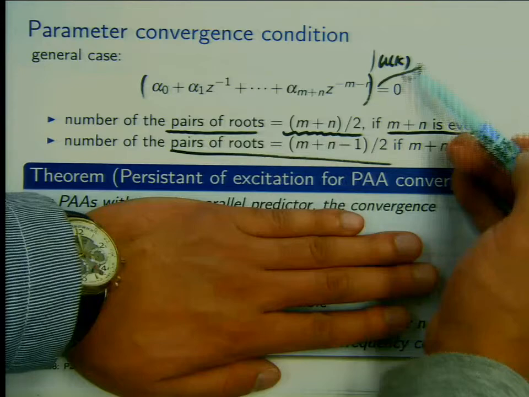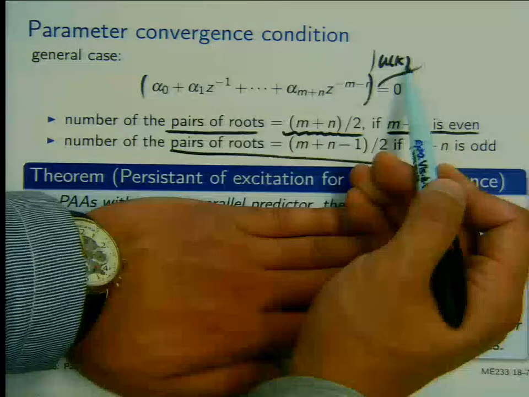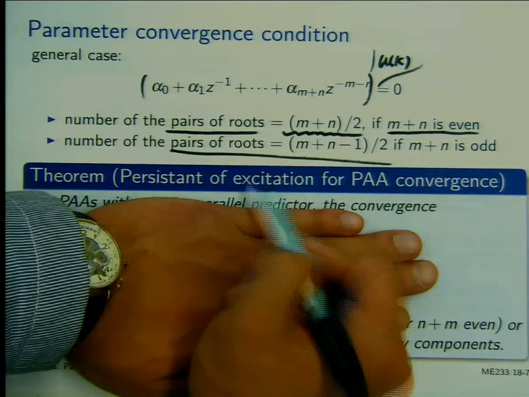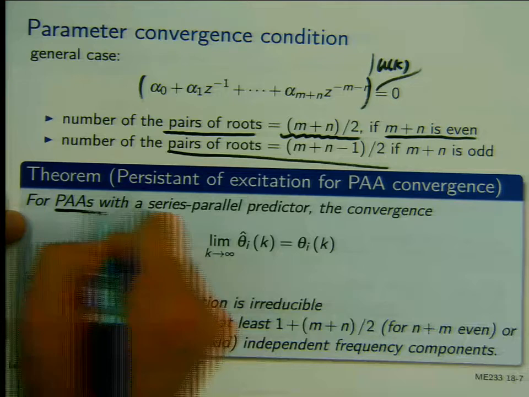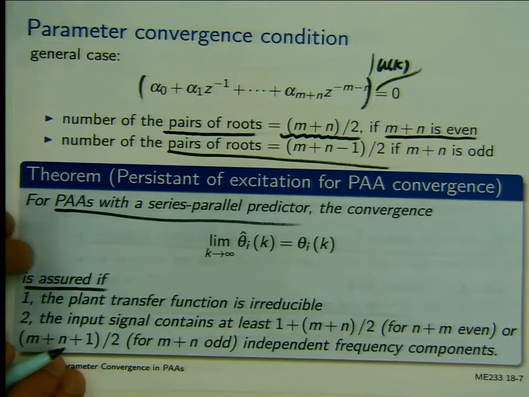UK simply means UK has to be rich enough to excite the dynamics of the system. For PAAs with a series parallel predictor, the convergence is guaranteed. So summarizing the two points we've seen before.